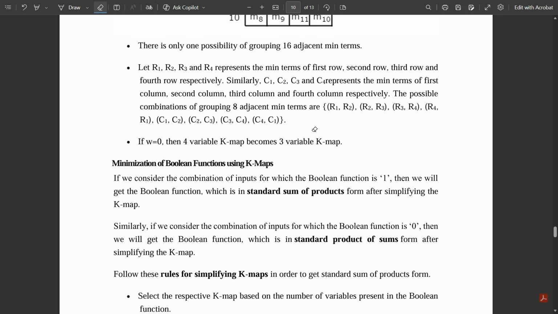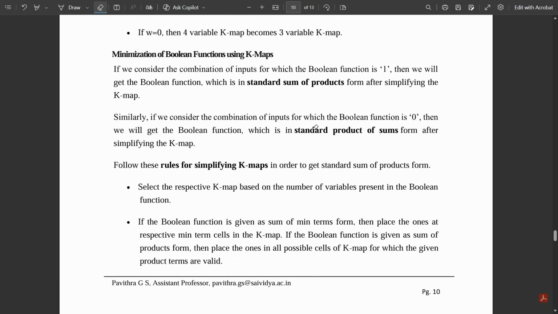So these are some steps for minimization of Boolean functions using K maps. I'm just going to read it out for you. I'm not going to give much deep explanation, because I'm solving problems in the next video. If you understood that problem, then these rules are not required to learn. So I'll simply read it here for you guys: minimization of Boolean functions using K maps.